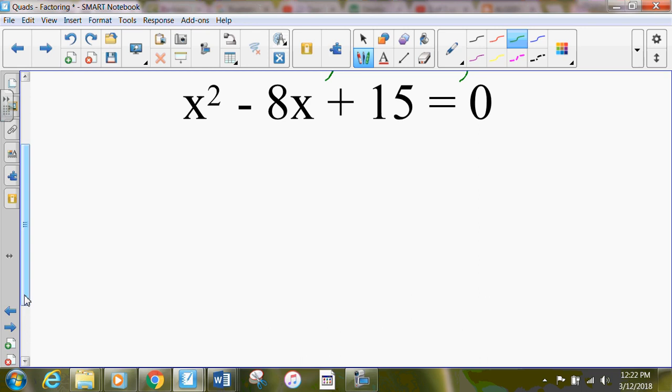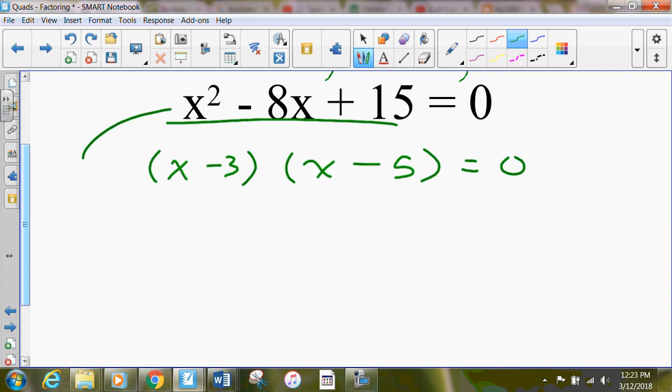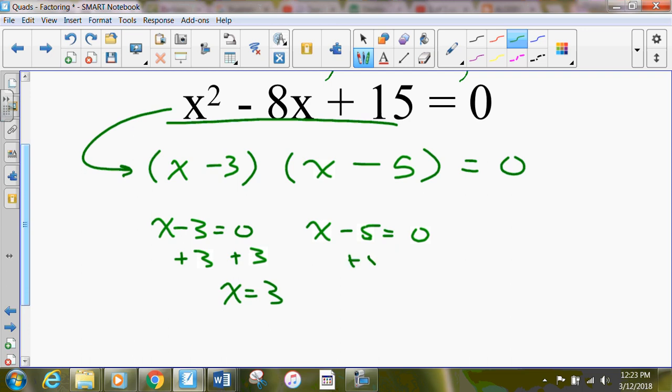Okay, here we go. So hopefully you picked, drum roll please, -3 and -5. Does it matter if you put your -5 first? Nope. Same answer, right? Now that we have our trinomial in factored form, we can go ahead and set each of our factors equal to 0. And we get our two answers: x equals 3 and x equals 5.